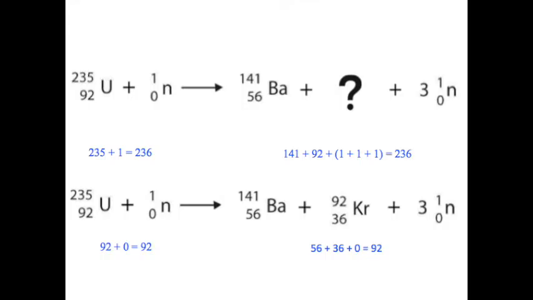Then, add the values of the proton numbers of the given daughter isotope and 3 electrons, which is 56. Next, subtract the proton number of the given daughter isotope from 92 to determine the proton number of the missing daughter isotope. In this equation, 92 minus 56 equals 36. Therefore, the missing particle is krypton 92.